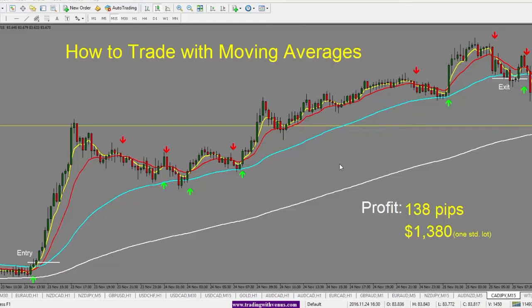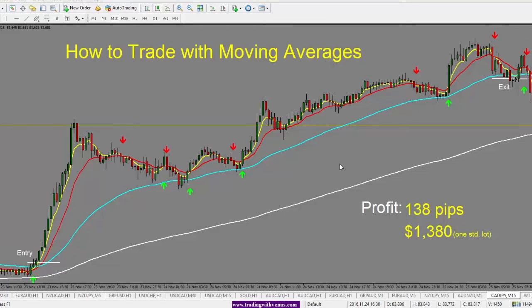So the 2 important things to remember when using different moving averages is to, 1, take an entry once the slow moving averages are crossed by the faster moving averages.